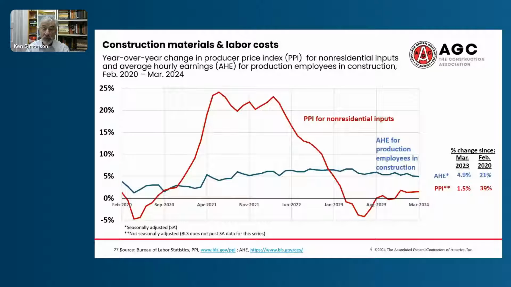Well, here the red line shows yet another series from the Bureau of Labor Statistics, the Producer Price Index for inputs to new non-residential construction. That's a weighted average of all the materials and services such as design and trucking services used in construction. And it's had a much more volatile course.